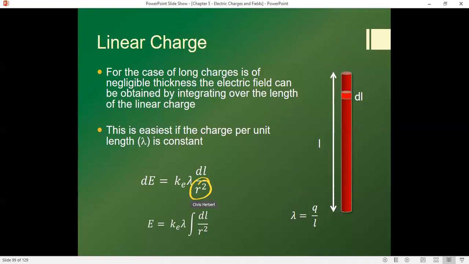Okay, now here's the problem. If I look at this R right here, R is not constant. R depends on where I am with respect to a position on this rod. So as I integrate, my R's are going to become different. So my R squareds are all going to vary depending on where I am with respect to the top and the bottom right here. So I've got to be a little bit careful when I do this integration.